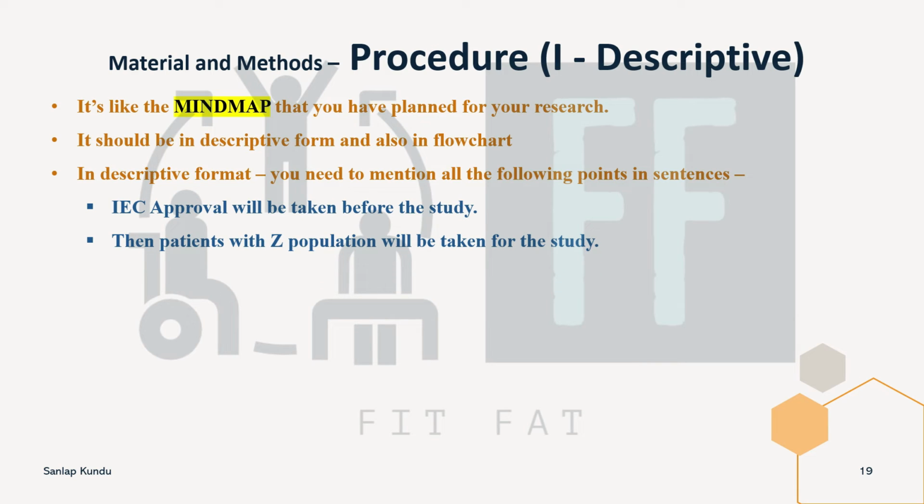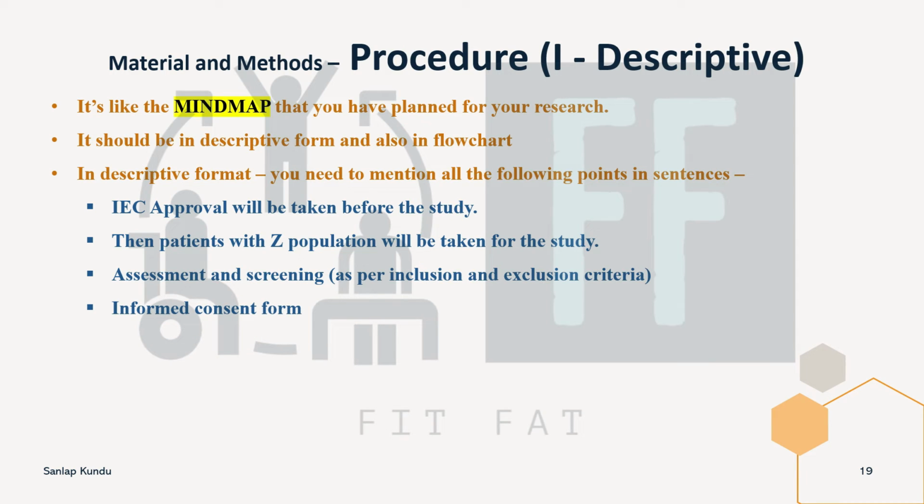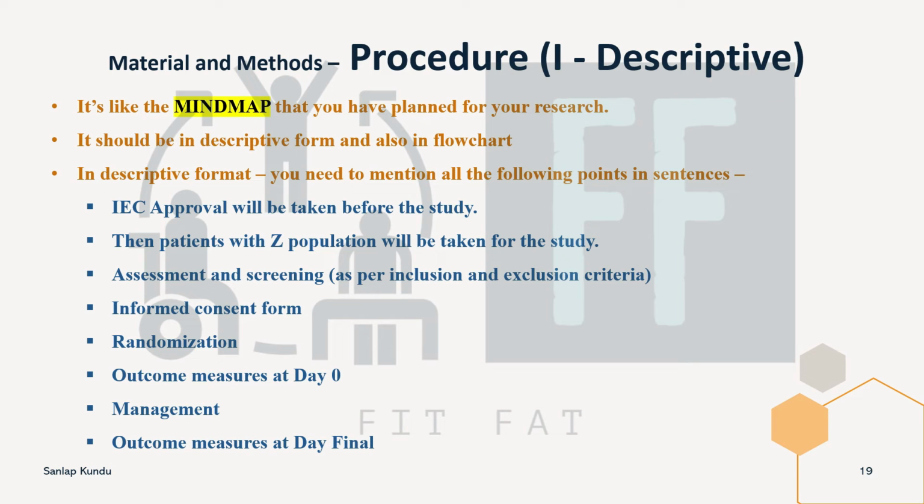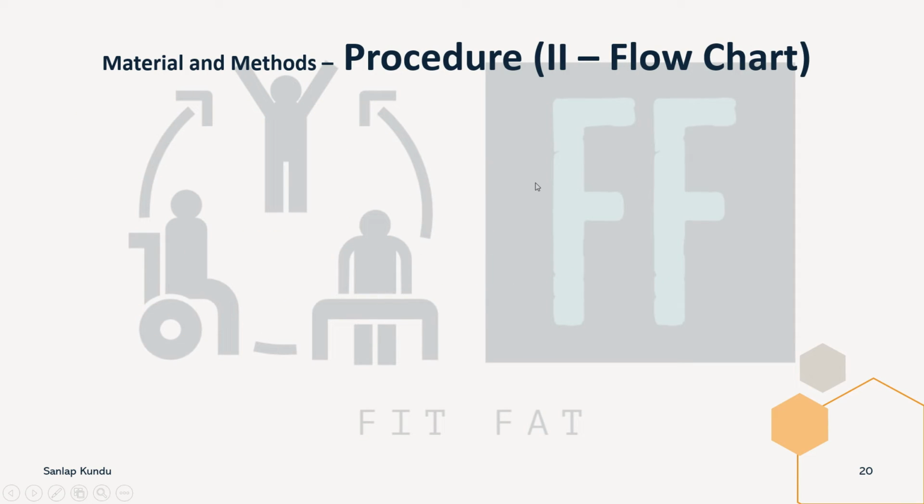Second, patients with Z population will be taken for the study after proper assessment and screening as per inclusion and exclusion criteria. Then an informed consent form will be taken from those patients. Then we do a proper randomization of those patients. After that, we will take the outcome measure scale at day 0, that is, before performing any intervention on the patient. Then we will give management to the patient. After the management is finished, we will again take an outcome measure on the final day after the intervention.